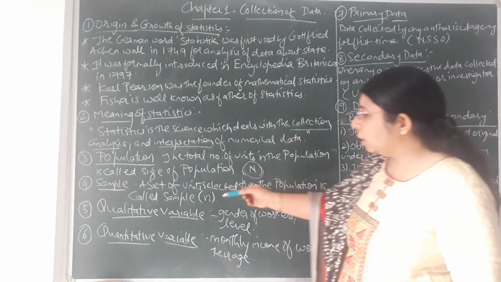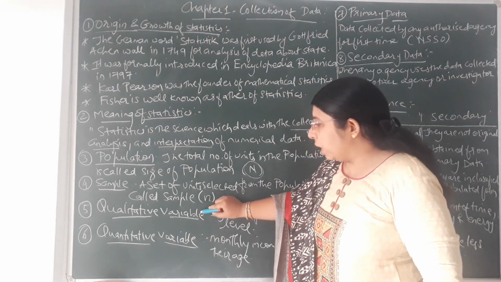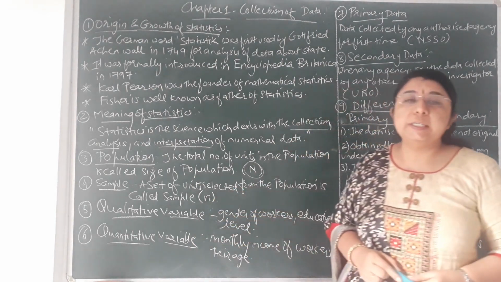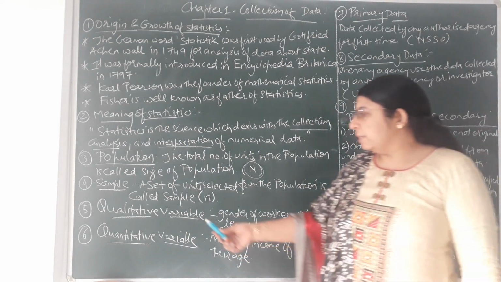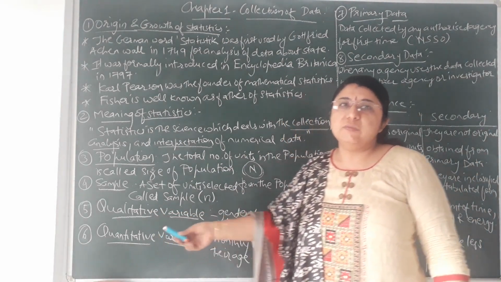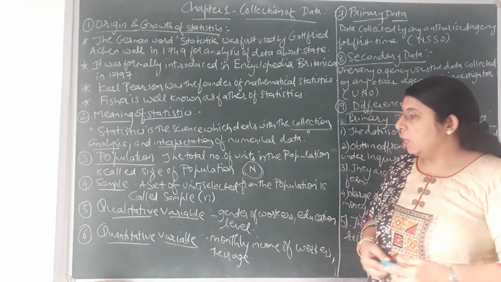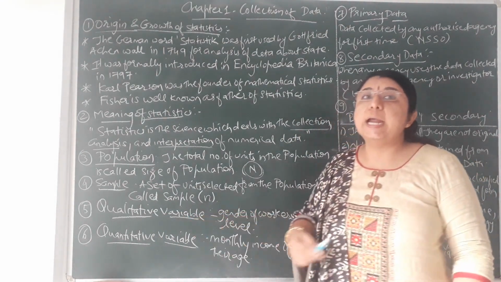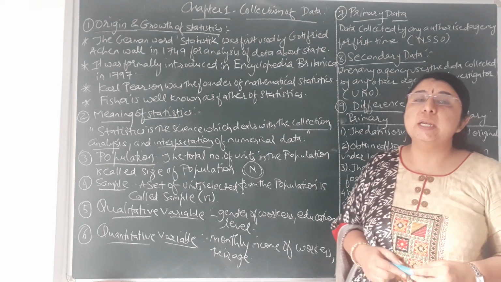Now moving on to the next two topics, that is qualitative variable and quantitative variable. From the word itself it is understood what is qualitative and what is quantitative. Quantitative is rated with numeric figures and qualitative is rated with attributes which cannot be measured in numbers.